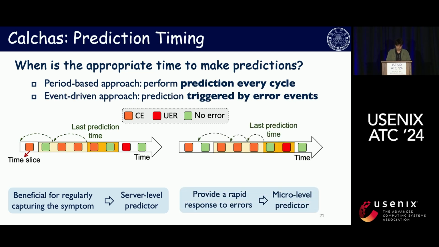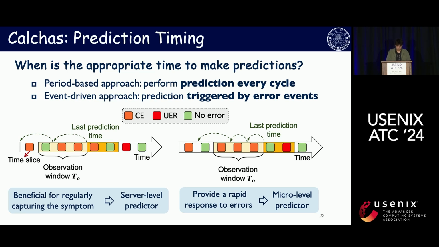The second method is the event-driven approach, which triggers prediction when an error occurs. This provides a rapid response to errors, making it beneficial for predictors based on error distribution. We use this approach in our micro-level predictors, including row, column, and bank levels.